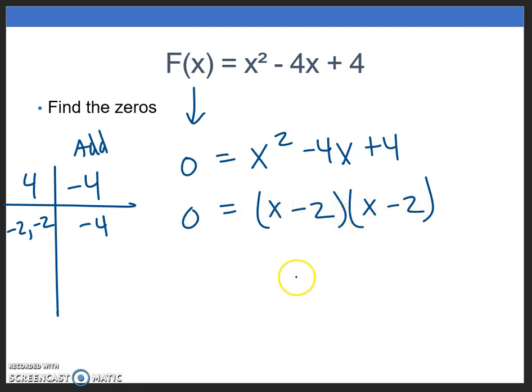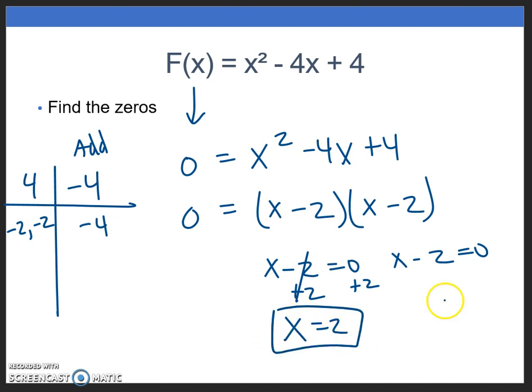So in this case, notice both of these are the same. It's a perfect square factoring pattern. So when you solve each of these, you're only going to end up with one value for x, because you have x equal to 2 for this one and then x equal to 2 for this one. So this one just has one answer. x is equal to 2.